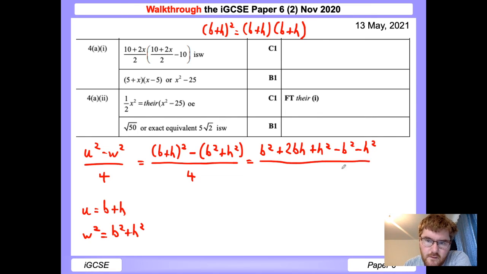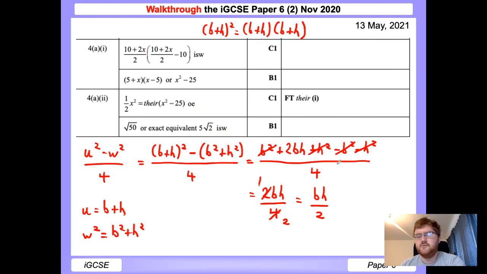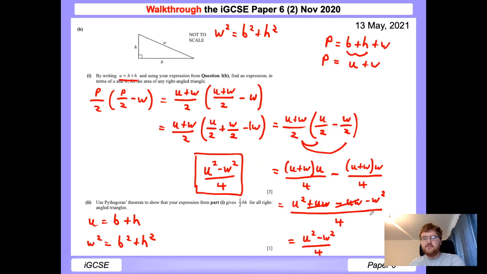Almost there. Over 4. We've got some lovely cancelling here. So this cancels, this cancels, this cancels, this cancels. We're left then with 2BH over 4, and then 2 goes into both of these, 2 goes into 2 once, 2 goes into 4 twice, and we get the formula we wanted, which is BH over 2. Okay, they want us to rewrite that, so as a half BH, like so. And we've demonstrated that by substituting into the formula, we do get the formula that we're all used to using, half BH.